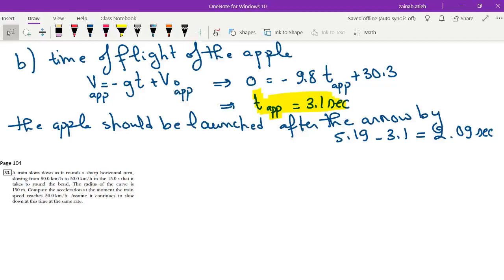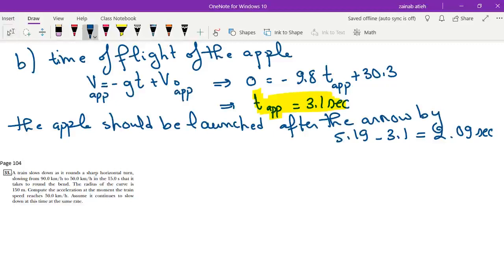I have to calculate the acceleration. First, the train is moving on a sharp circular path. If it's moving on a circular path and it's changing speed, when speed changes it means there is AT. When it bends it means there is AN. So here to calculate the acceleration, I have to calculate AT and AN. At last, calculate A, which is radical AT squared plus AN squared.